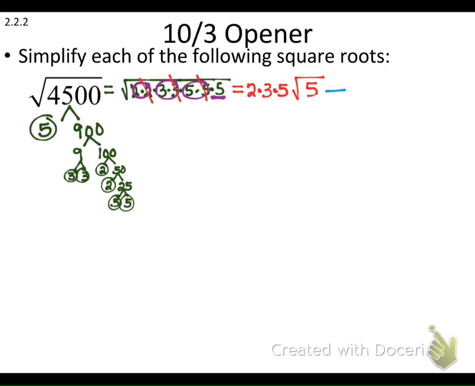Okay. Our final step here is going to be simplify our coefficient. So 2 times 3 is 6. Then 6 times 5 is 30. So my answer is going to be what? 30 and the square root of 5. It's 30 square root 5.